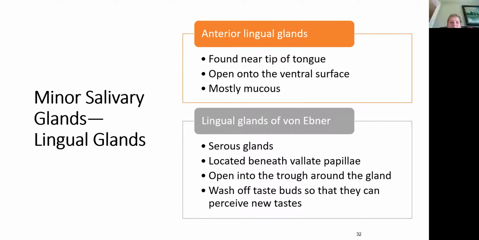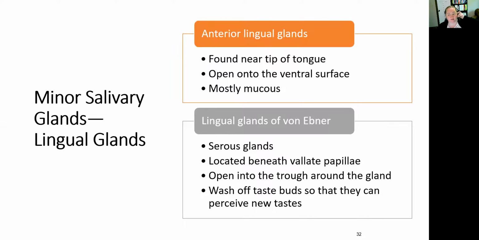Okay, so the anterior lingual glands are found near the tip of the tongue, open onto the ventral surface, and mostly mucus. Okay, so everybody, here's the tip of your tongue. Then open onto the ventral, so underneath the tip of your tongue. These are mostly mucus, okay?